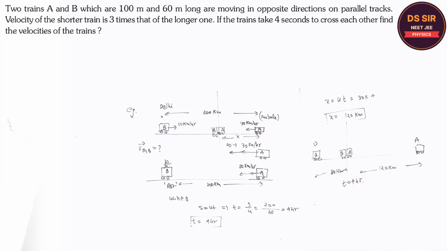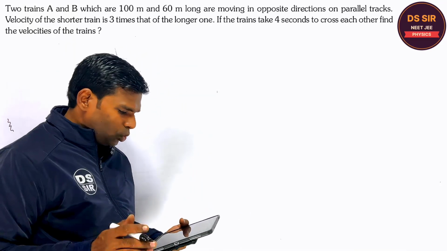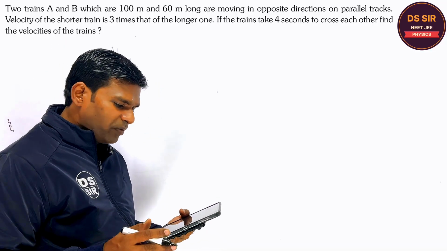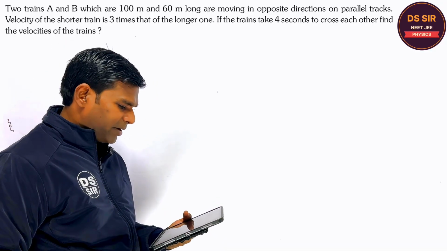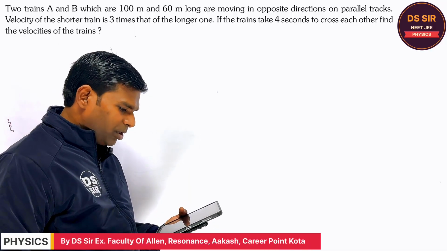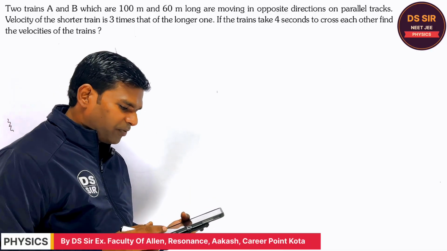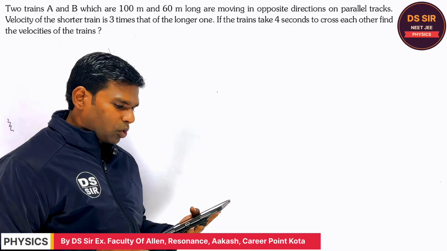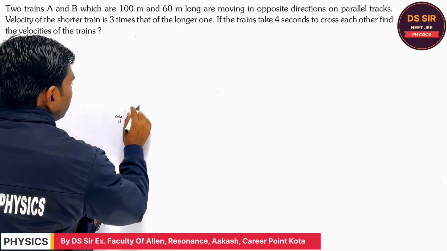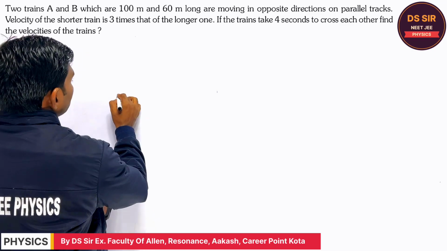Copy this. In this illustration, two trains A and B, which are 100 meter and 60 meter long, are moving in opposite direction on parallel tracks. The velocity of the shorter train is 3 times that of the longer one. If the trains take 4 seconds to cross each other, find the velocity of the trains. So this is a very good example. And how to solve this question?